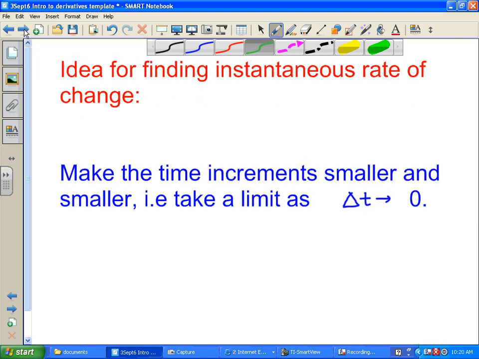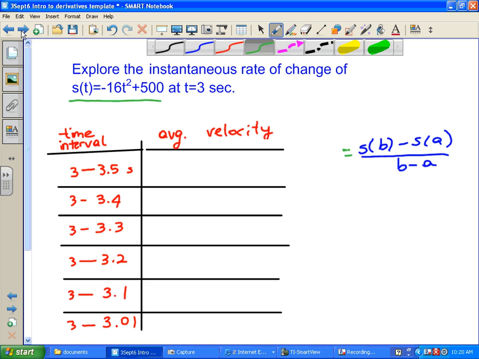But here the function is s, so s of b minus s of a. For example, for the first one, you know your function, right? The easiest way is to enter this into your y equals screen. Then you can go to the table and enter your b, which is 3.5 seconds for the first group, and your a, which is 3 seconds. You can quickly get s of b and s of a from your table, and then you can form this ratio.